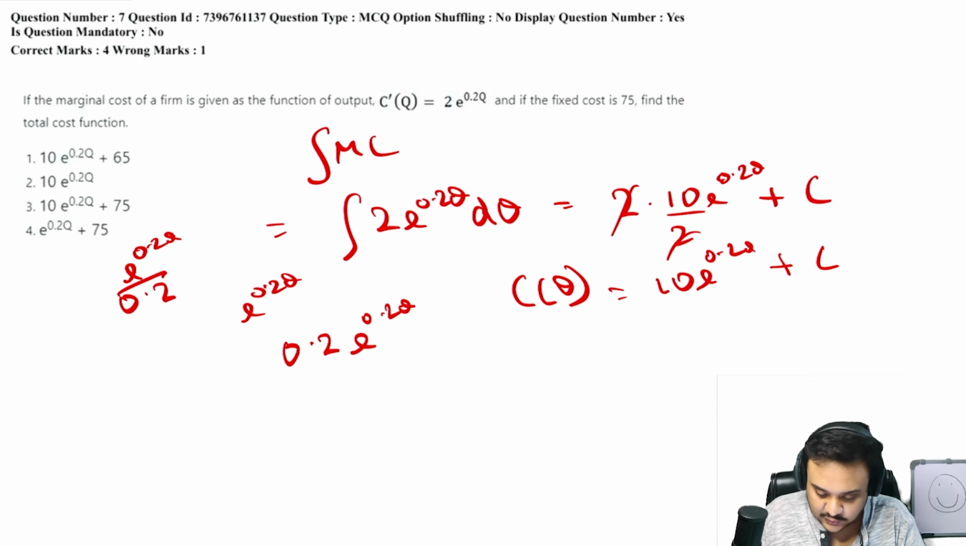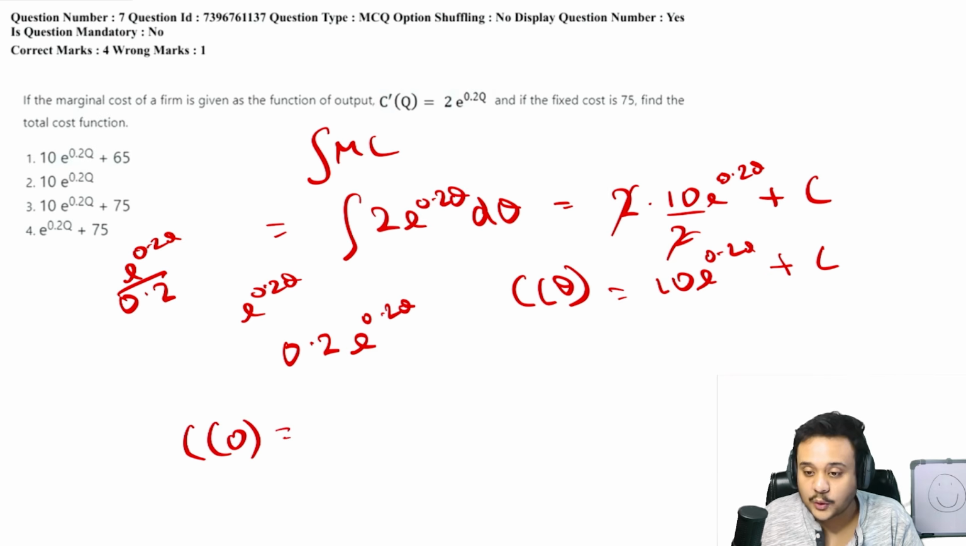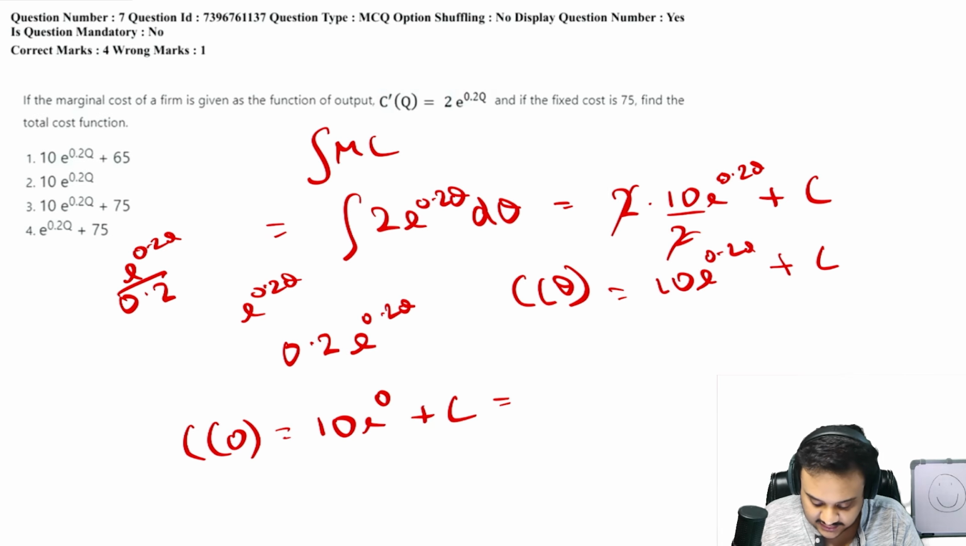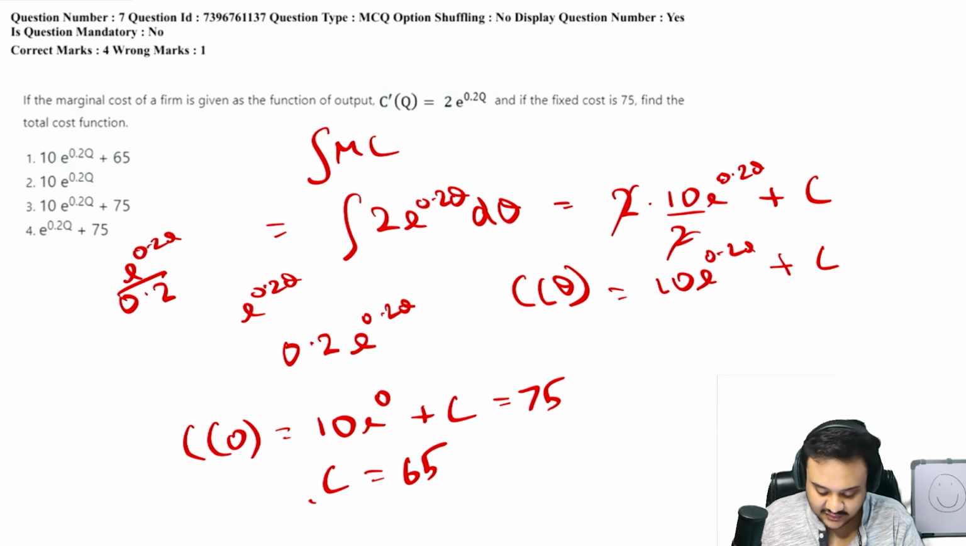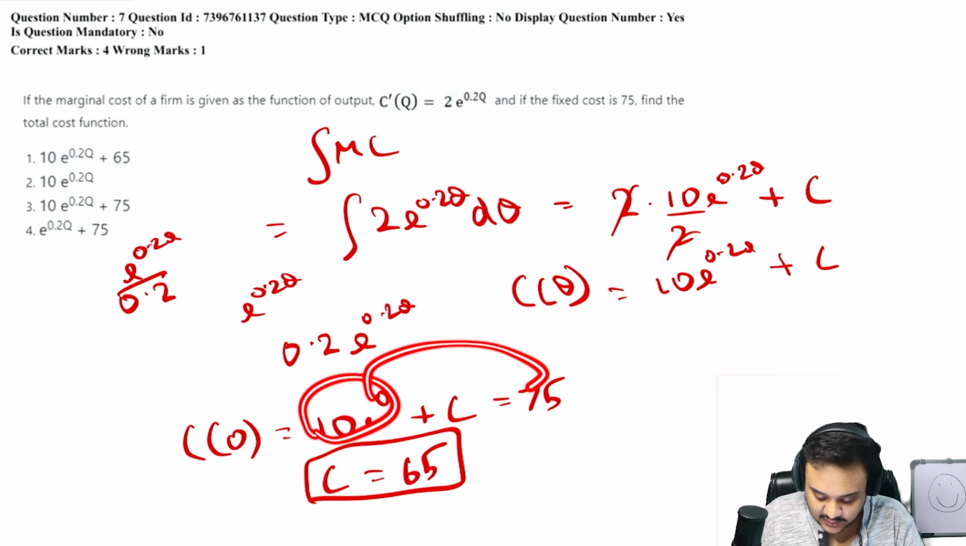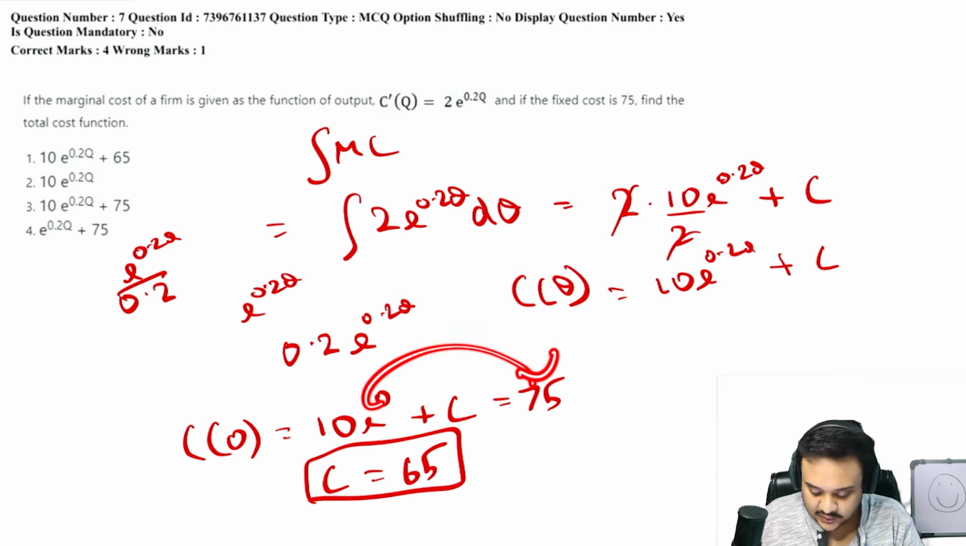Why? Because you first have to put 0 here. And why? Look at this. When the output is 0, the cost at 0 output is what? It is the total fixed cost. So now look at this. At 0, you are getting 10 e raised to the power 0 plus c is equal to 75. You are already given this. So the c of our equation is 75 minus 10, so that is 65. Okay, this 10 will go here because e raised to the power 0 is just 1. This will go here and it will be subtracted. So this c is 65.